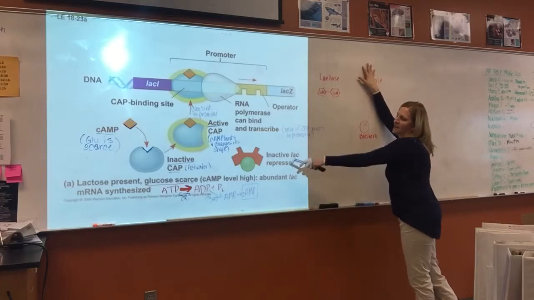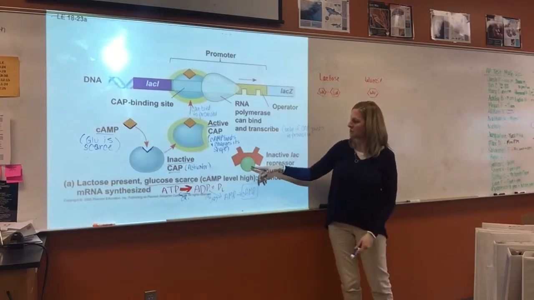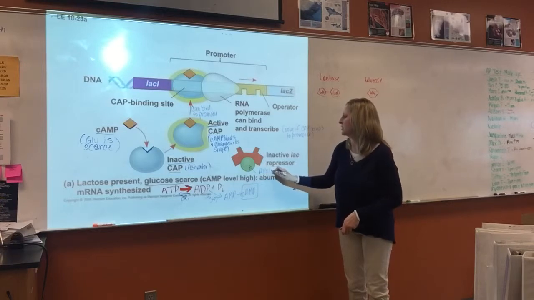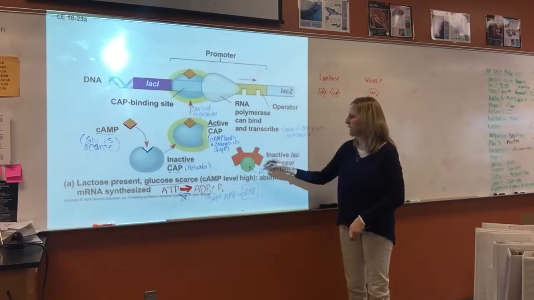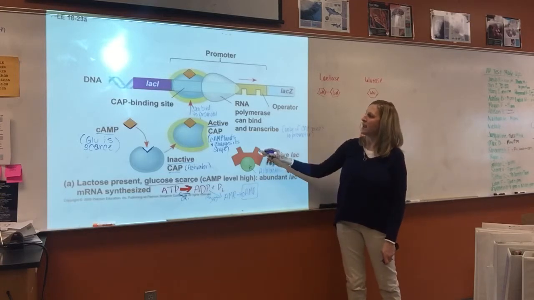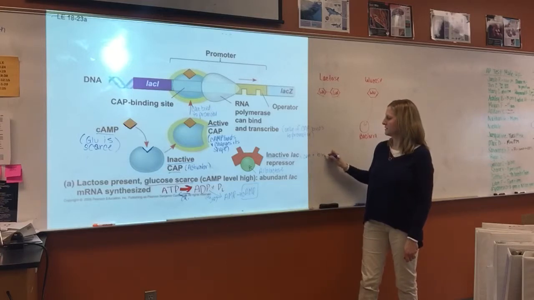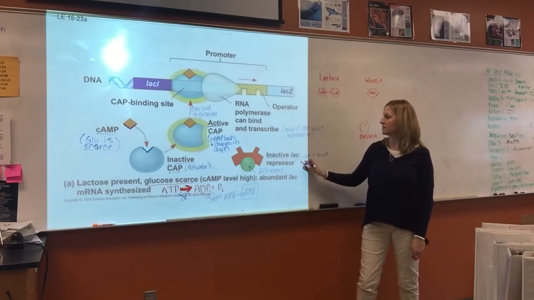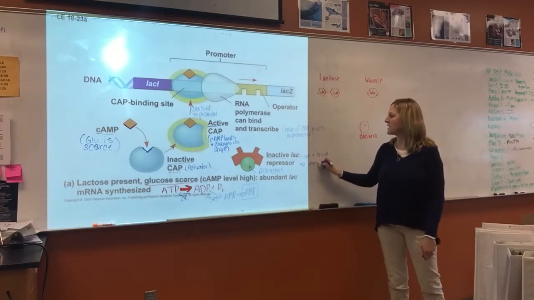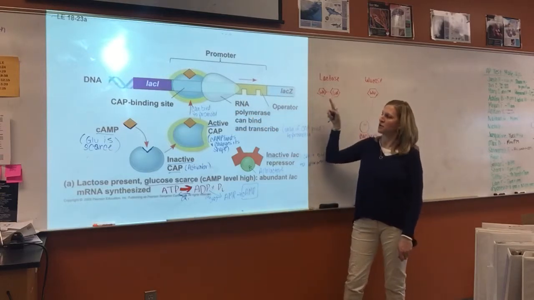The second thing is the lactose, and this is what we've already talked about. Lactose, remember, some of it gets converted into its isomer called allolactose, which binds to the repressor and makes the repressor inactive. The inactive repressor then can't bind to the operator, which means that the RNA polymerase can go and transcribe the gene.